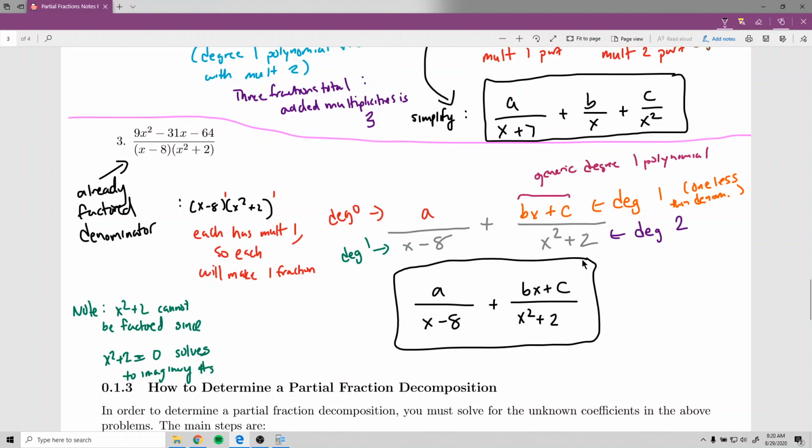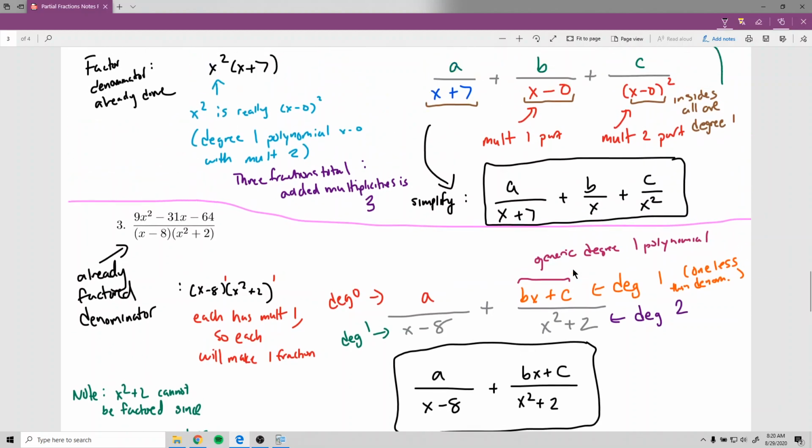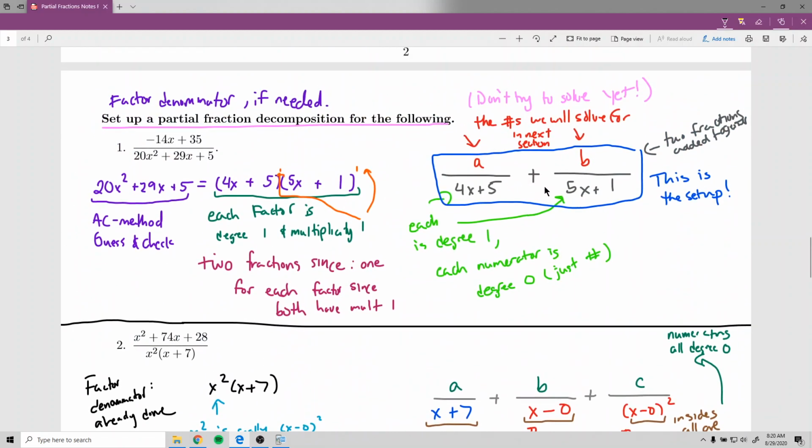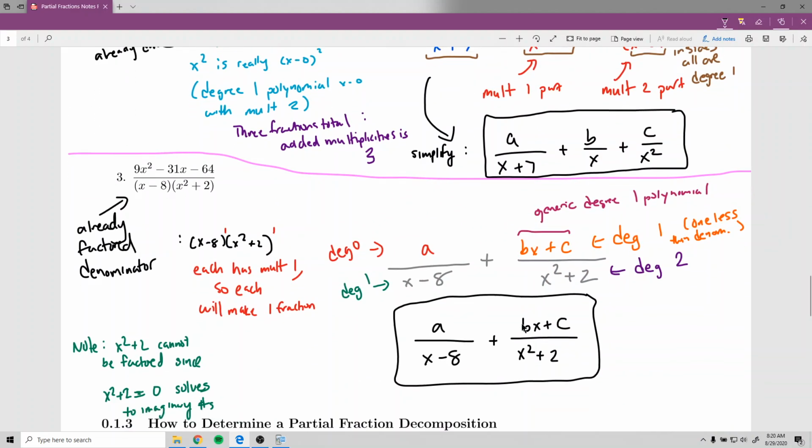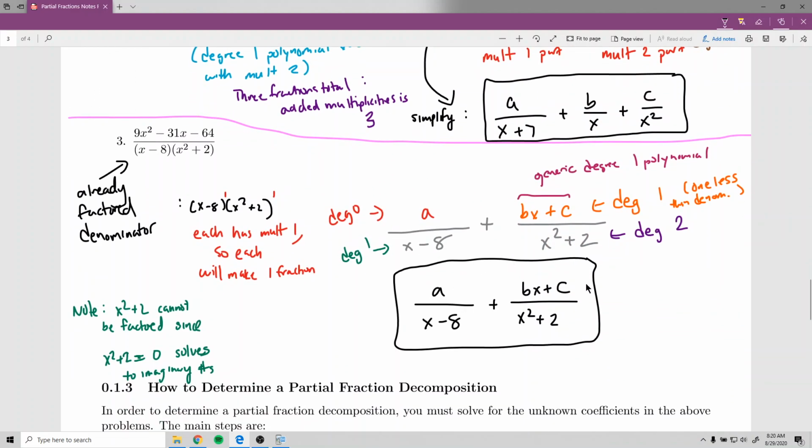Right? But what we're going to do now, go in the same order. So this first one, I'm going to solve for a and b. The second one, I'm going to solve for a, b, and c. The third one, I'm also going to solve for a, b, and c. Once you solve for the letters, you just plug them back in, and then that's your answer. Okay, but that's the goal here. You set up, and then you solve.